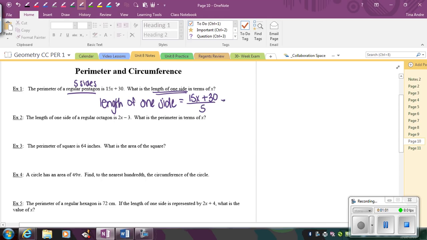If there's 5 sides, essentially what we're doing here is dividing each piece. So 15x divided by 5 would be 3x. 30 divided by 5 would be 6. So there's the length of one side.